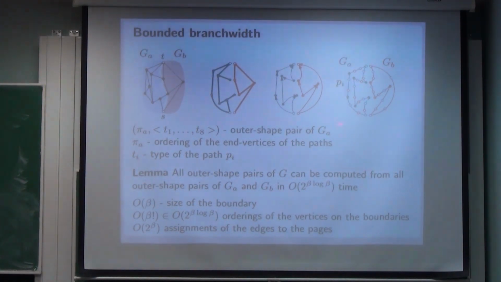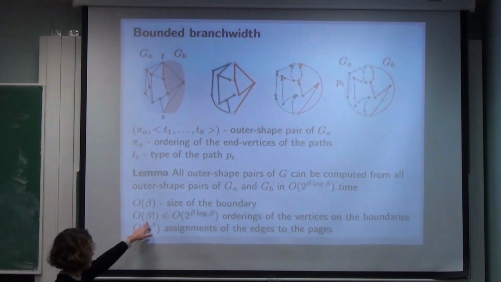The size of the boundary here is bounded by a linear function of beta, because the branch width of my graph is beta. So this interface is beta. Now, for the whole graph, I can guess an ordering, and I can guess an assignment of the edges to the pages, and these are beta factorial. For each of those, I can create a sub-embedding of one graph and a sub-embedding of another graph, and I can check recursively, from my dynamic programming, whether this subgraph and that subgraph have the corresponding outer shape pair. And if yes, then I can say this type exists for the whole graph.